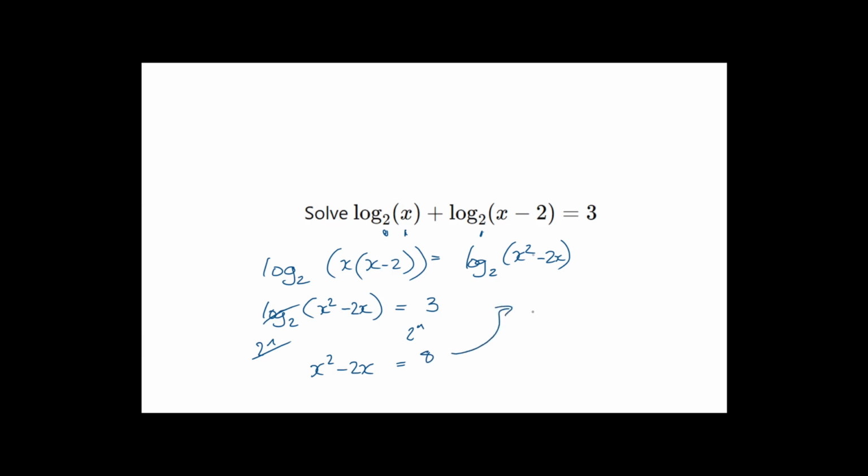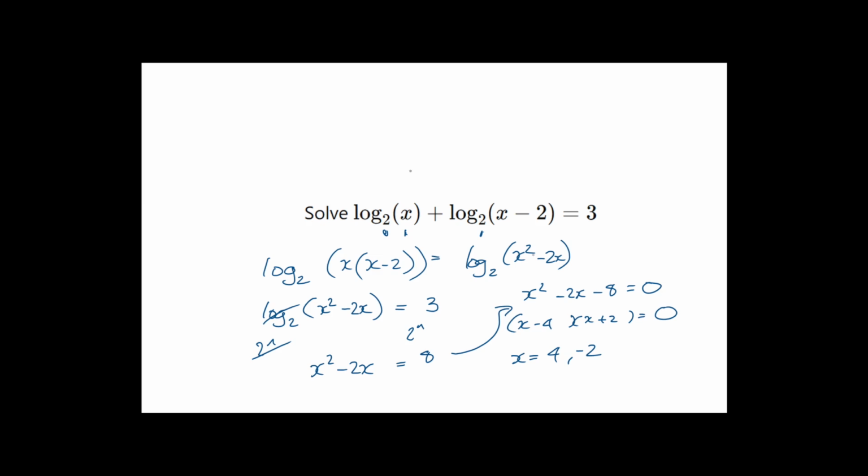So, let's bring this 8 across. So x squared minus 2x minus 8 equals 0. And now we just have a quadratic. So let's factorize it. I think that's probably going to work. We need two numbers that multiply to give us negative 8 and add to give negative 2. So it's going to be x minus 4 and x plus 2. So x is going to be equal to either 4 or minus 2.